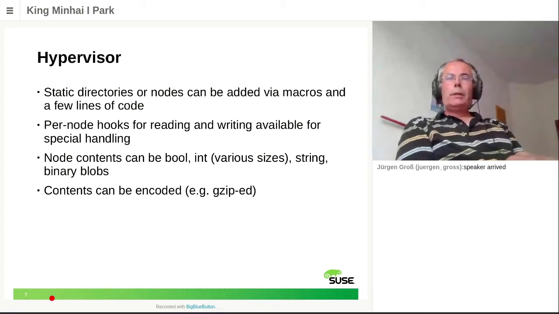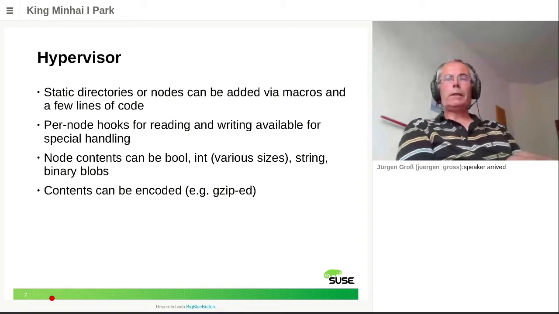Each node contains internally hooks for reading and writing that node. There are default functions for that purpose, so you don't have to invent a special function for each node, of course. But if you have special needs, you can just add another function in there to do some special handling, for example, dynamic output or things like that.